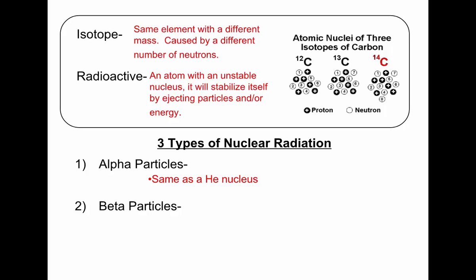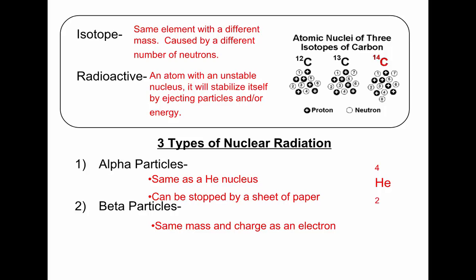The nucleus of a helium atom has 2 protons and 2 neutrons. An alpha particle is a pretty large particle in terms of nuclear energy, and it can be blocked or shielded pretty easily. Just a single sheet of paper can block an alpha particle from penetrating. Here's how we indicate an alpha particle, with the symbol helium. 2 is its number of protons, and 4 is its atomic mass.